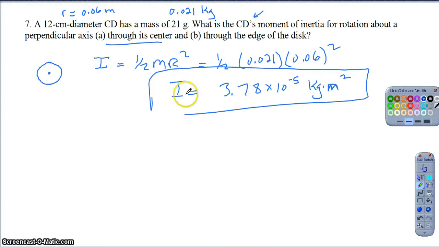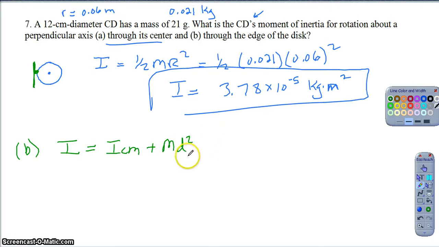So then for part B, what do we do? Well, part B, much like part B of question 6, is taking advantage of the parallel axis theorem. This time I want to rotate it through an axis that's at the edge of the disc rather than through the center. If I want to find the moment of inertia for any given point, then the moment of inertia is going to equal the moment of inertia through the center of mass plus this quantity of m d squared, where d represents how far it is from the center of mass.